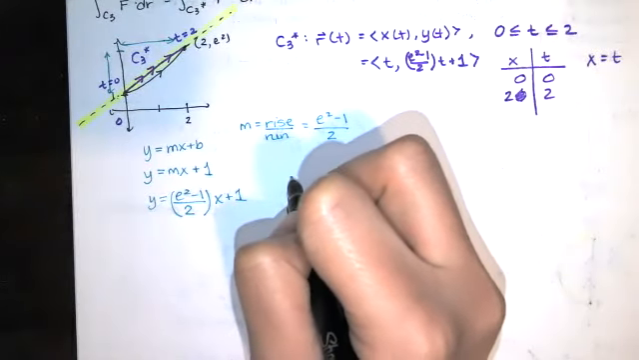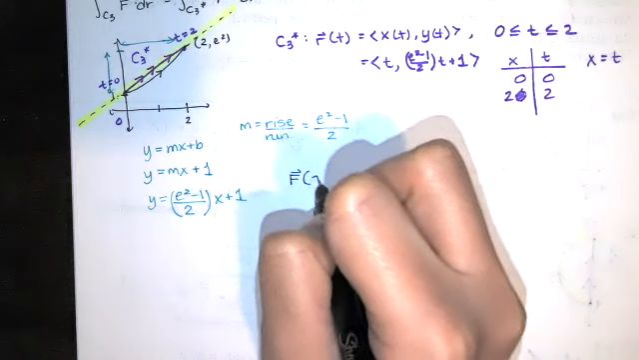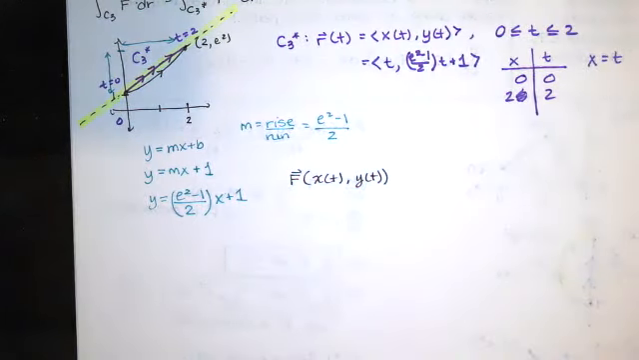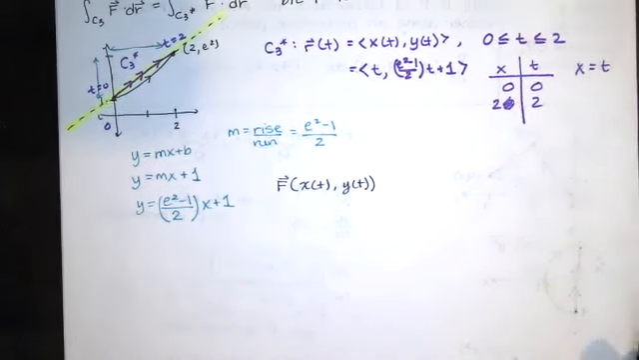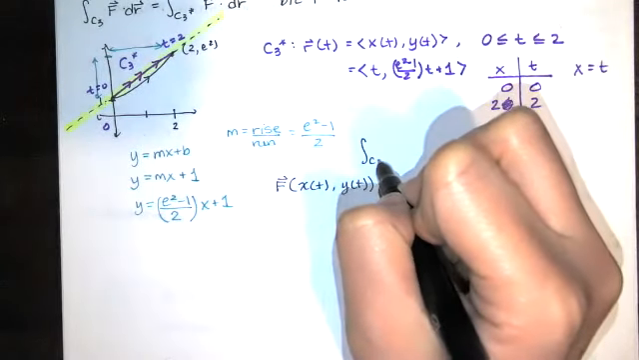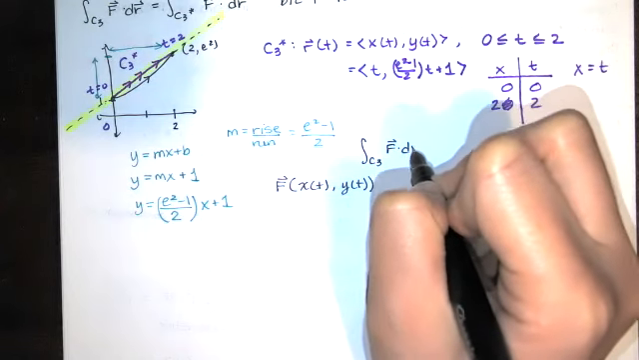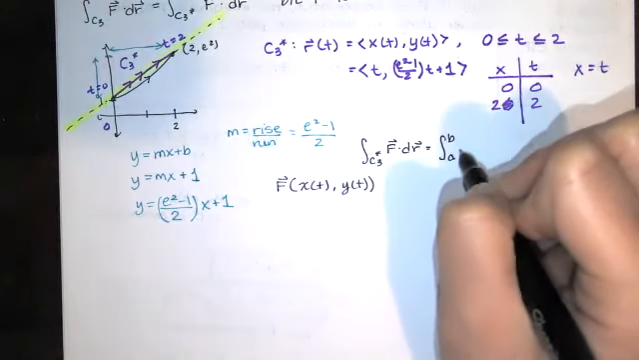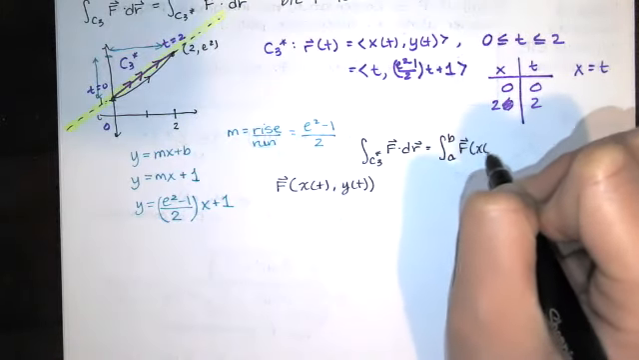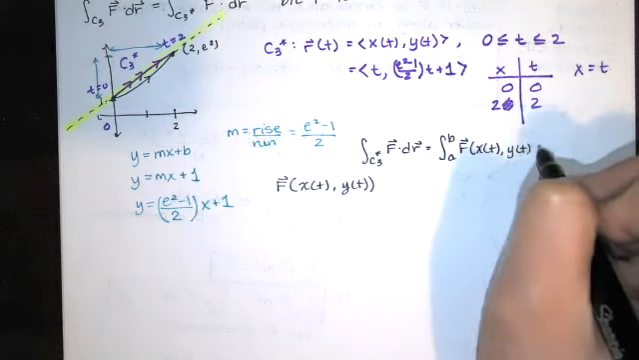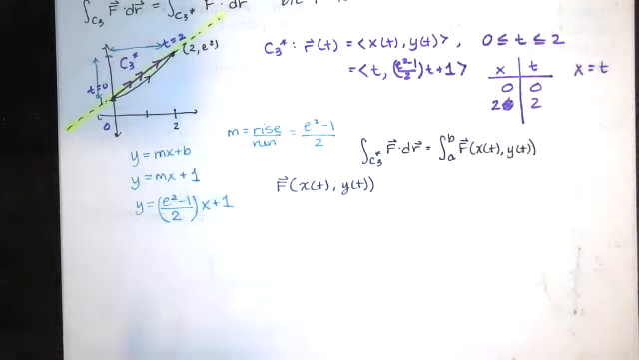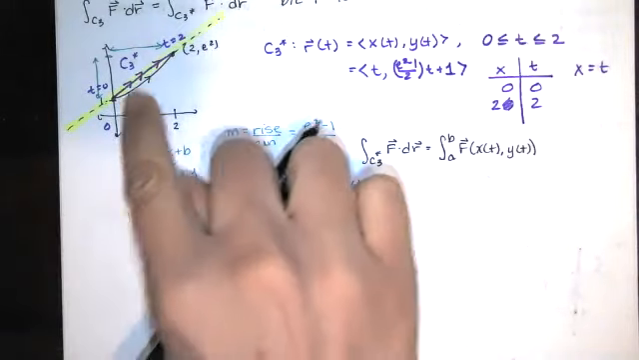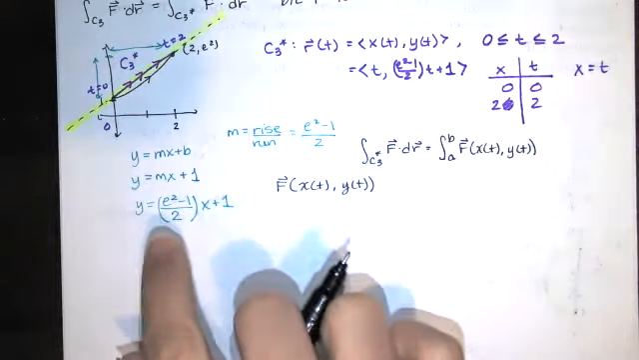First, we need f in terms of t. So we need f of x of t, y of t. Because remember, we're evaluating this, which is the same as evaluating the integral from t equals a to t equals b of our field in terms of t. So it's like the field experienced by a particle traveling along that path as t increases from 0 to 2. Just going along, it's experiencing a different field each time.